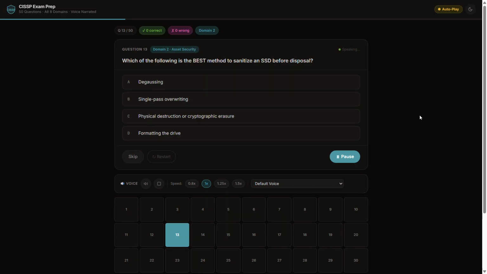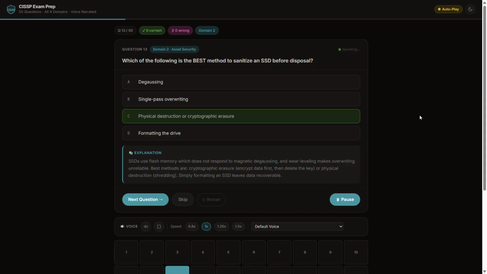Question 13. Which of the following is the best method to sanitize an SSD before disposal? Options: A. Degaussing, B. Single pass overwriting, C. Physical destruction or cryptographic erasure, D. Formatting the drive.